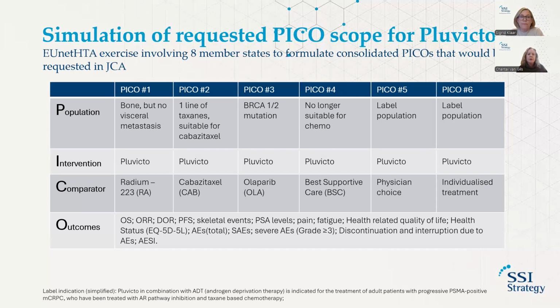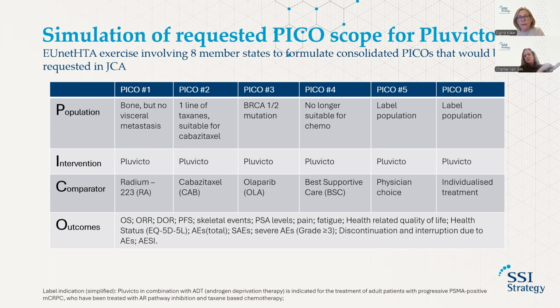That's the population. So I think, not a surprise if you heard what I just said, is that one population is only bone metastasis. One population is the population that is still actually suited to get another chemotherapy. Another population is the BRCA mutated population, that's PICO 3, because that population has other options as well. And then there is PICO 4, the patients who are entitled to have best supportive care only because they are no longer suitable for chemo or other treatments. So that's on a population side.